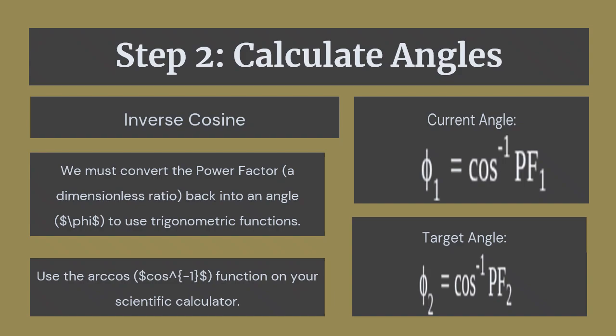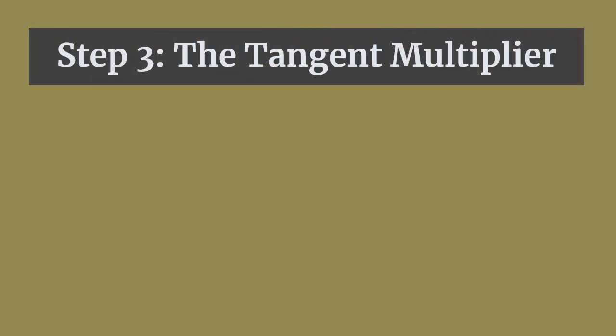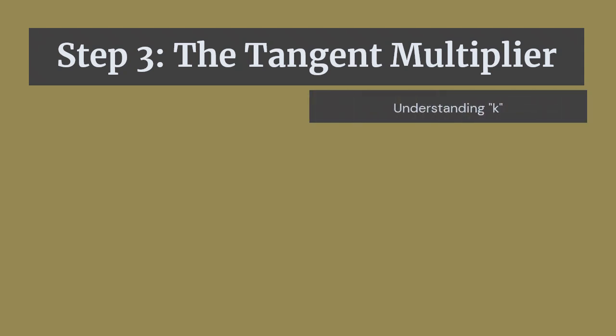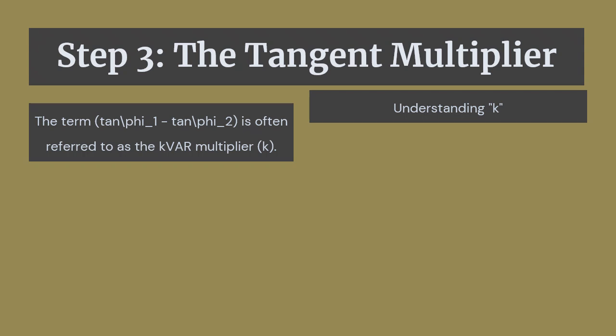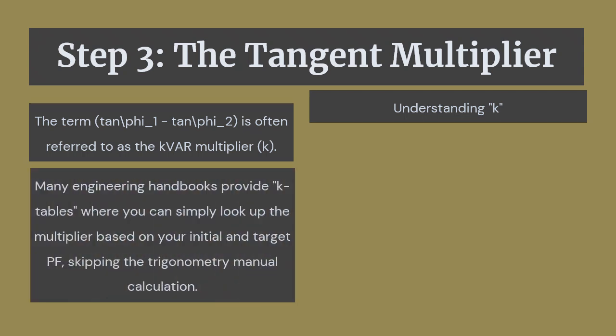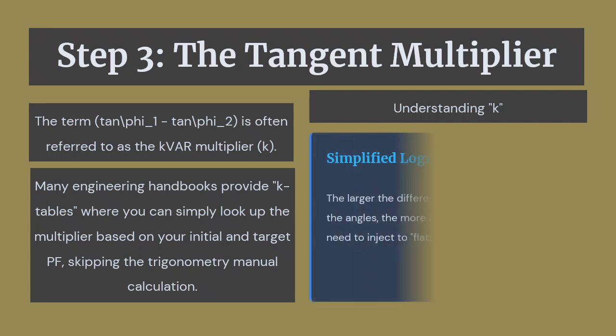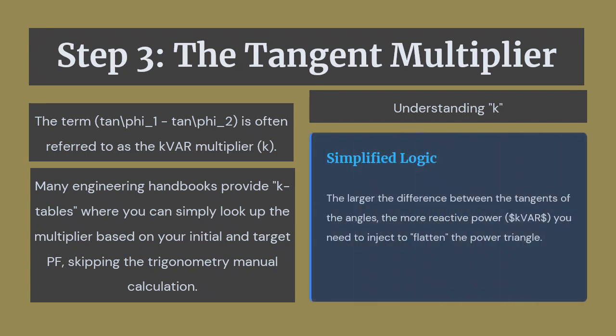Step 3. The tangent multiplier. Next, we determine the multiplier. The term tan phi_1 minus tan phi_2 represents the kVAR multiplier. In many engineering handbooks, you will see K-tables that list this multiplier for various starting and ending power factors, allowing you to skip the trigonometry if you are in a hurry.